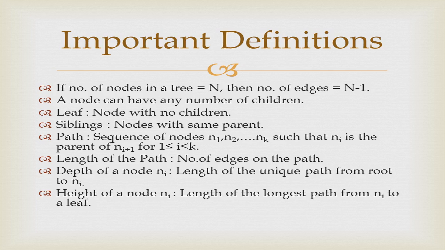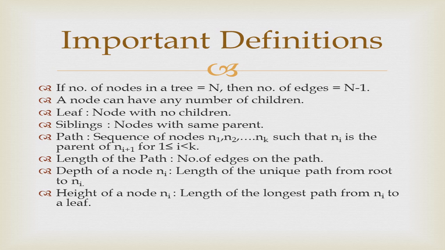Let us now see a few more important definitions. What is a leaf node? A leaf node is a node with no children. What is a sibling node? If two or more nodes have the same parent, then you call those nodes sibling nodes. What is a path? A path is a sequence of nodes n1, n2 up to nk such that ni is the parent of ni+1. We will discuss these definitions in detail with the help of an example so that you will have a better understanding. Let us first finish the remaining definitions.